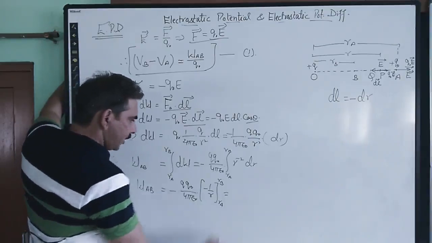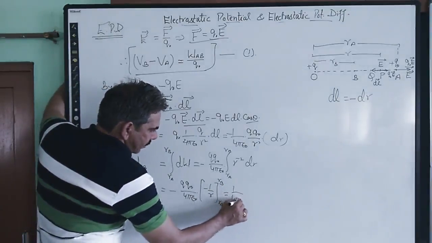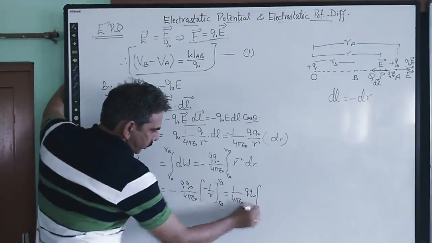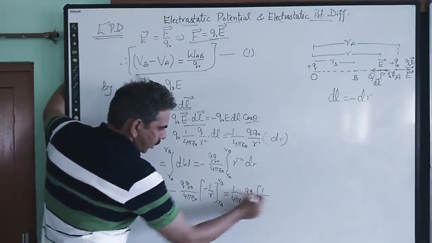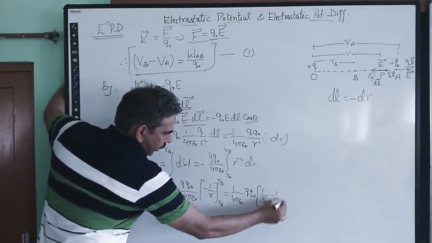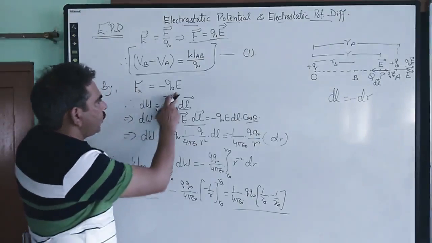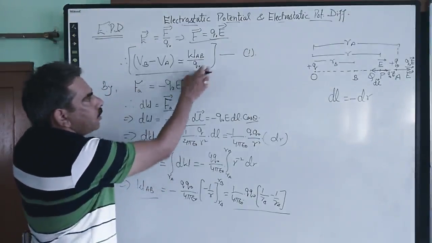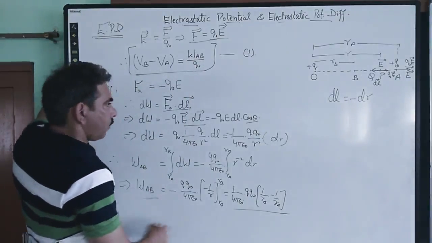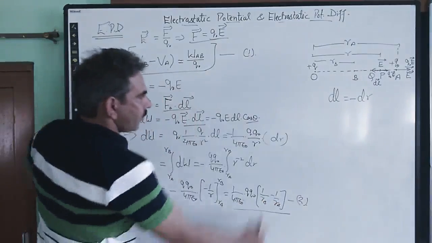So the final expression we get is 1 upon 4 pi epsilon naught into Q naught into, inside this bracket, 1 upon first upper limit RB minus then lower limit RA. So that is the total amount of work done. But what we require is only the amount of work done on unit test charge. So from here, this is equation number 2, let me call it equation number 2.